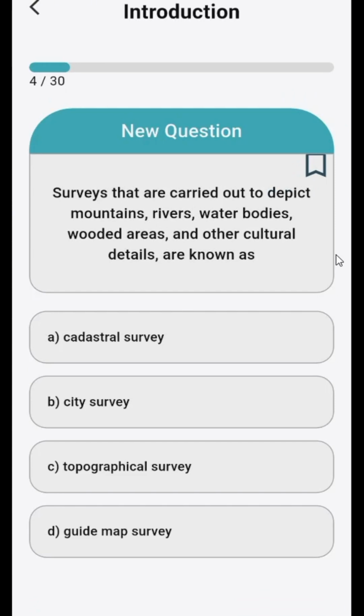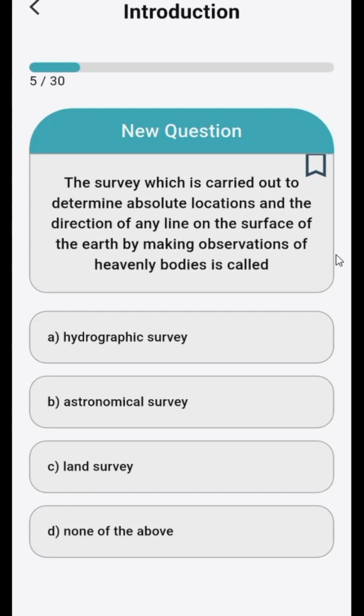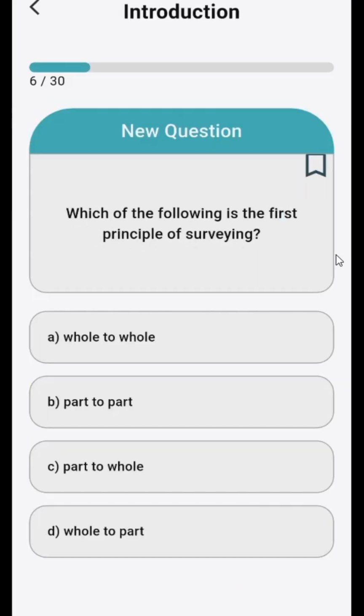Surveys that are carried out to depict mountains, rivers, water bodies, wooded areas, and other cultural details are known as (A) cadastral survey, (B) city survey, (C) topographical survey, (D) guide map survey. The survey which is carried out to determine absolute locations and the direction of any line on the surface of the Earth by making observations of heavenly bodies is called (A) hydrographic survey, (B) astronomical survey, (C) land survey, (D) none of the above.